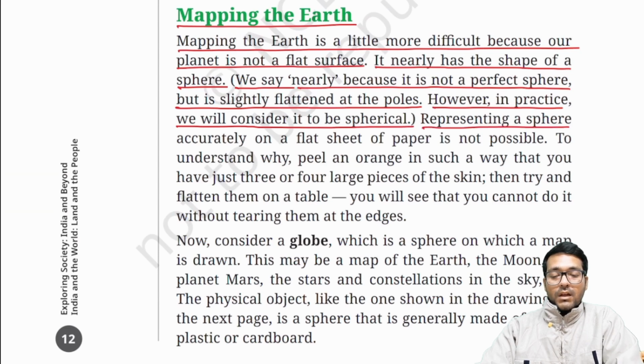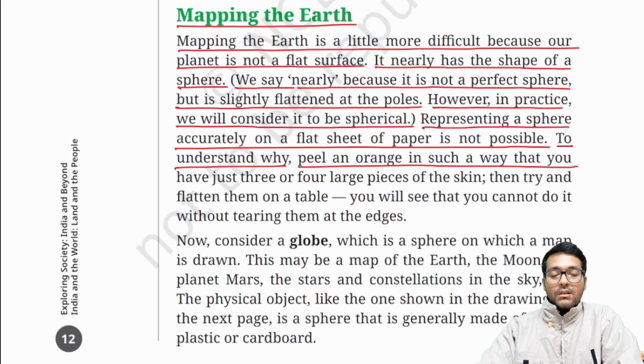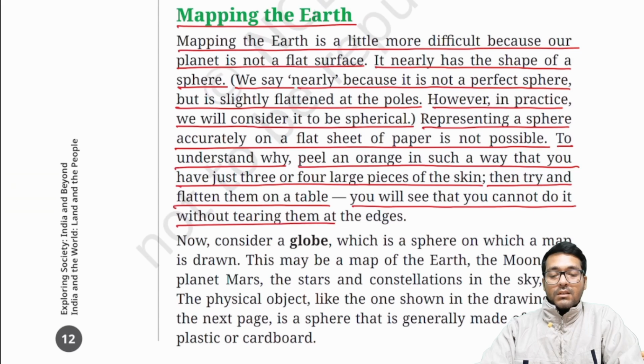Representing a sphere accurately on a flat sheet of paper is not possible. To understand why, peel an orange in such a way that you have just 3 or 4 large pieces of the skin. Then try and flatten them on a table. You will see that you cannot do it without tearing them at the edges.